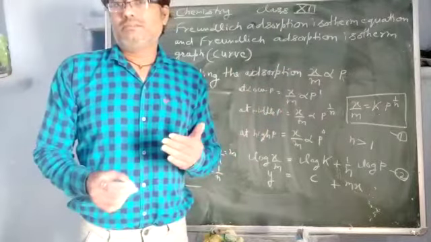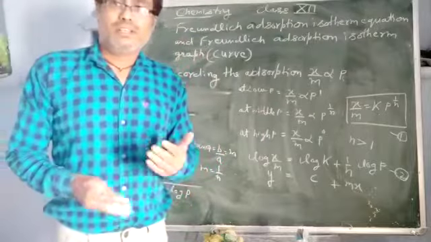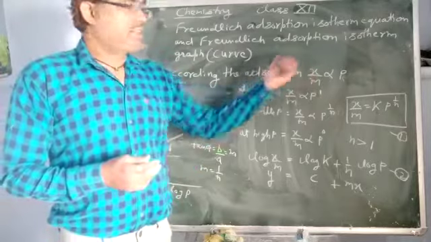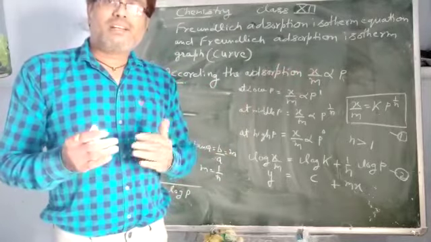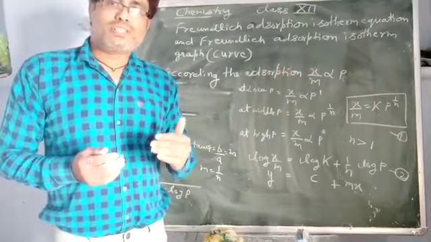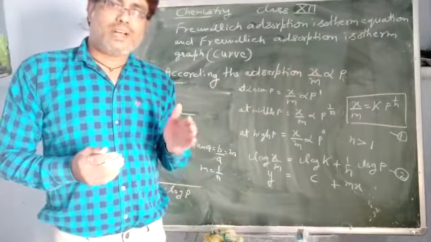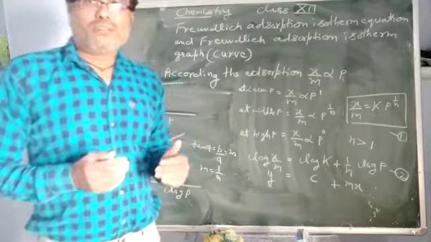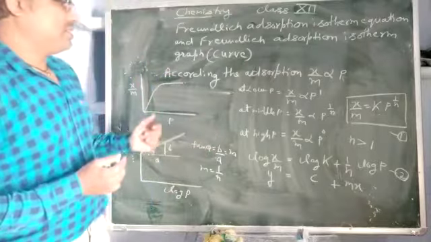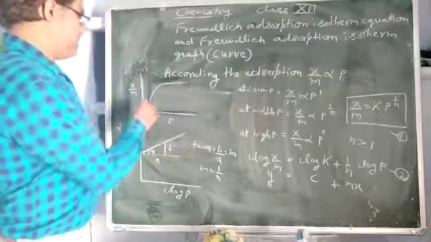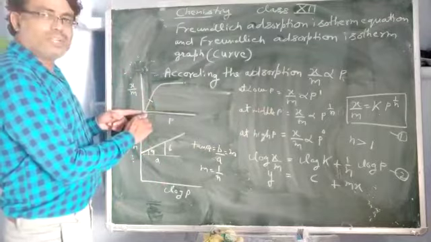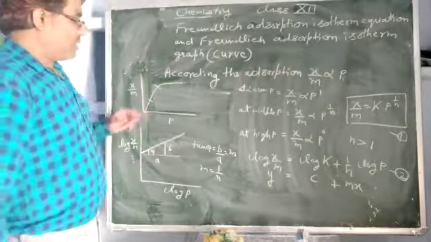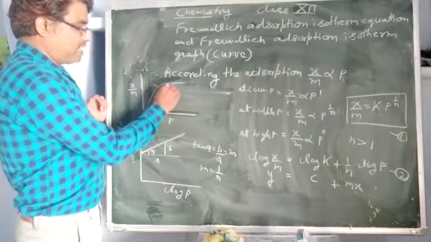When Freundlich gave this relation, actually he took three conditions. He observed the change in rate of adsorption with three ranges of pressure. First, low range of pressure, next middle range of pressure, and then high range of pressure. So it is low, middle and high.